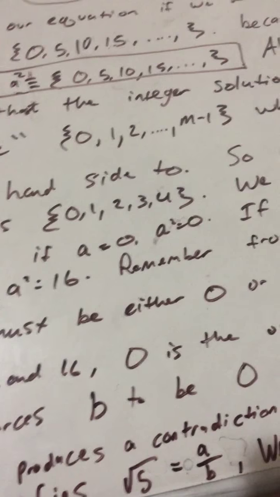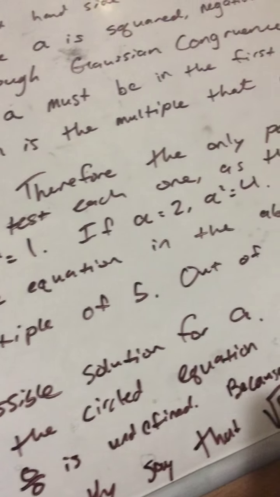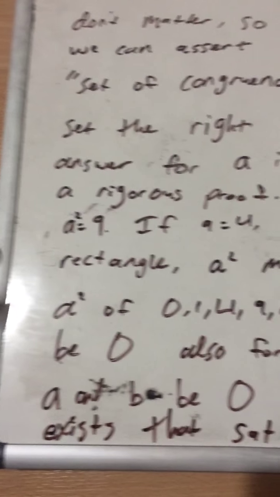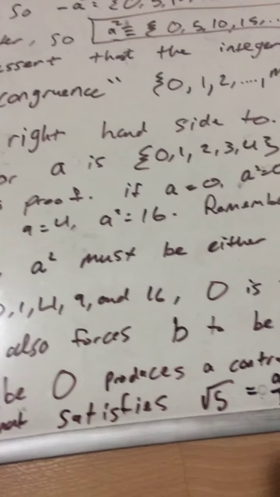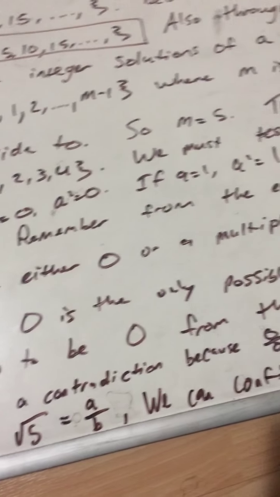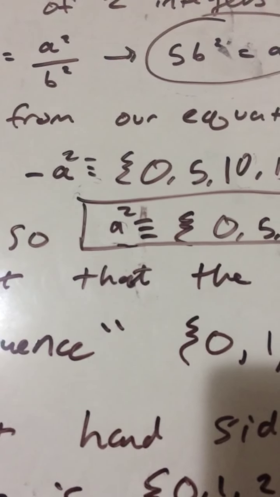So if a is 0, a squared is 0. If a is 1, a squared is 1. If a is 2, a squared is 4. If a is 3, a squared is 9. If a is 4, a squared is 16. So those are all the numbers. Remember from the equation in the above rectangle, a squared must be either 0 or a multiple of 5, all the way up to infinity.